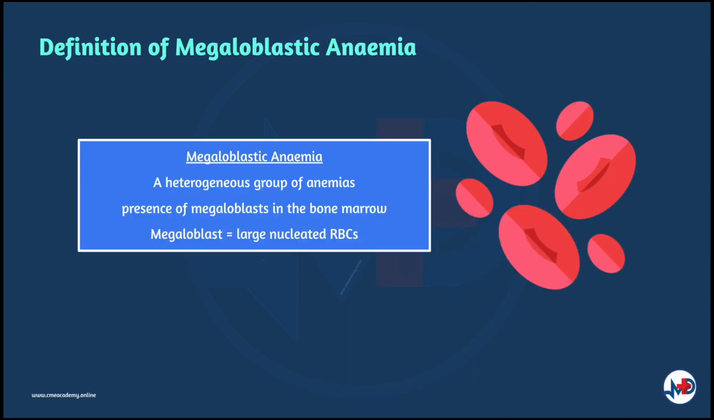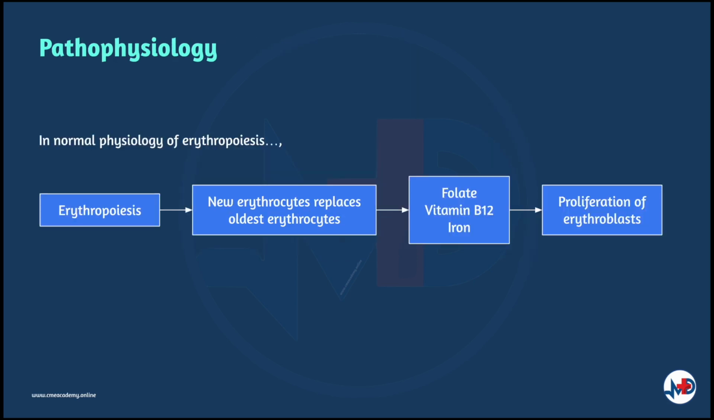The term megaloblast refers to morphologic abnormality of the red blood cells and its nucleus, specifically the fact that they are large nucleated red blood cells. Megaloblastic anemia basically encompasses a heterogeneous, meaning a diverse group of anemia, characterized by the presence of megaloblasts in the bone marrow. Before we talk about the production of megaloblasts, let's understand more about the process of erythropoiesis, which is the formation of red blood cells.